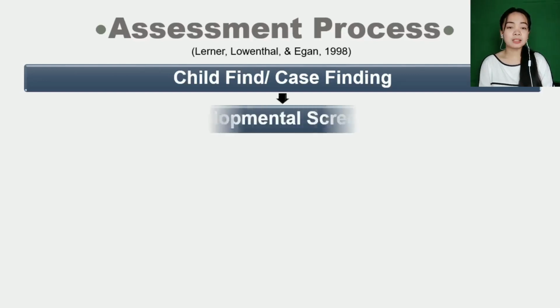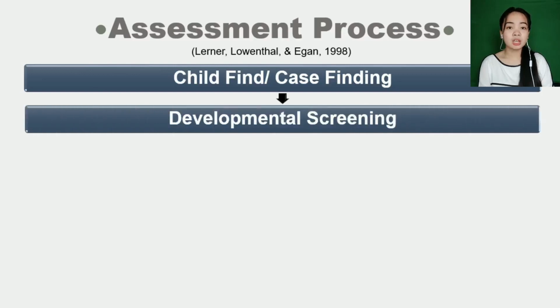Stage 2 is developmental screening, a cursory method for obtaining general information about a child's development and detecting any potential problems. The screening is not intended to be a comprehensive diagnosis, but rather provides a first quick look at the child. Screening procedures are typically used with large groups of children. Screening tests should be brief, inexpensive, and have objective scoring systems that are valid and reliable.